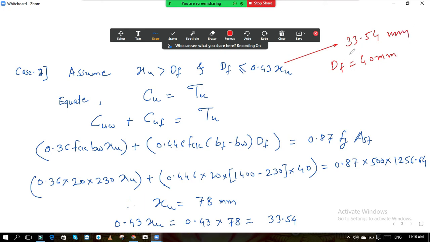So what happened? DF is greater, right? DF is not less than 0.43 XU. Here DF is greater than 0.43 XU. Okay, are you getting my point?